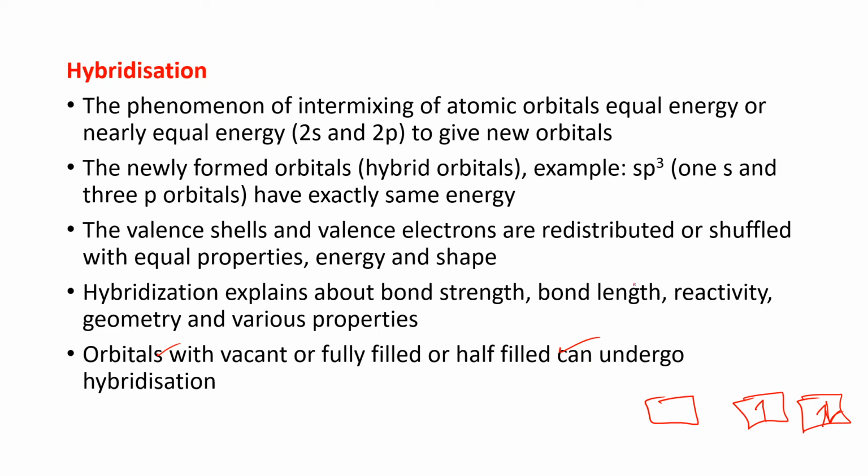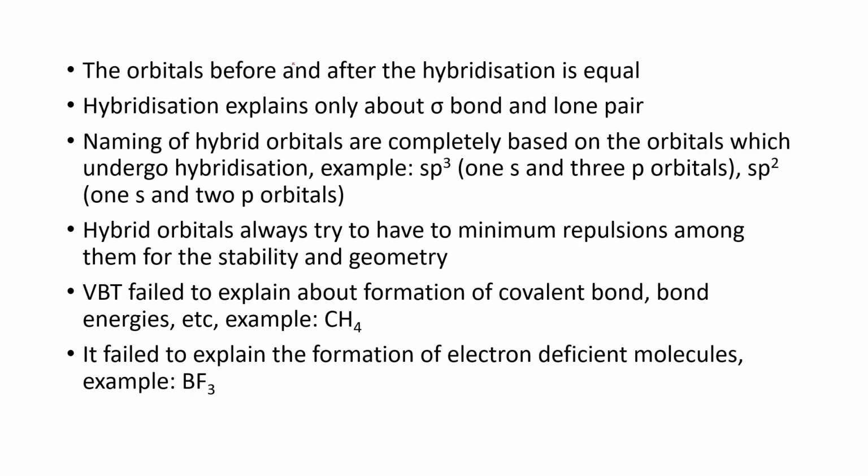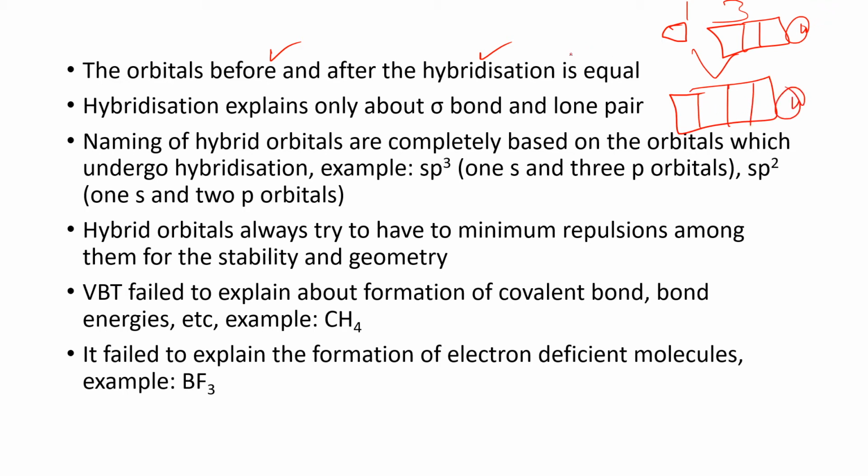Okay, so this is about hybridization, and one more thing about hybridization is that the number of orbitals before and after the hybridization is equal. Just now we have seen. Before, there are 4 orbitals, 1 and also the 3. So in total there are 4, and after the hybridization also you can see a total of 4 hybrid orbitals. So this sentence is saying about it.